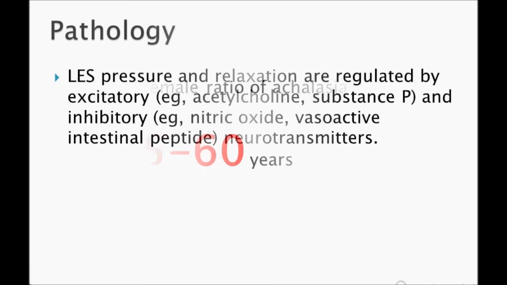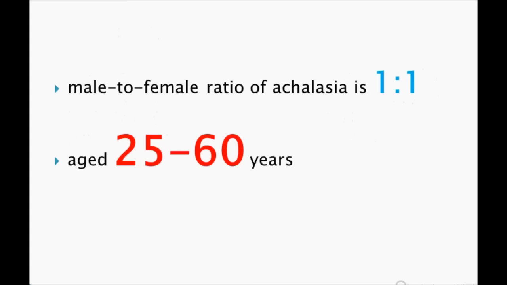Here is how the USMLE presents it to you. They give the history of a patient around 25 to 60 years old, like a 30 year old female. Usually they give a female, but the sex ratio is actually about equal. Sometimes they can give a male also. So remember age and the ratio.